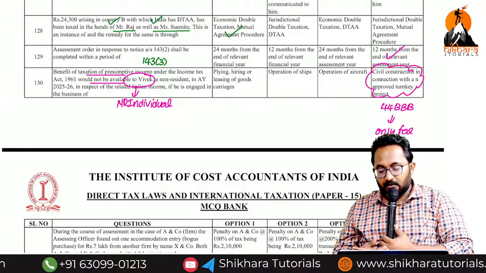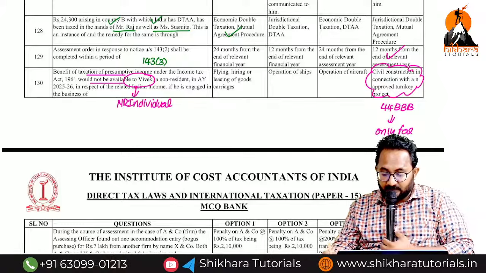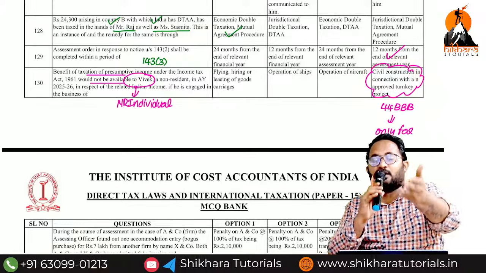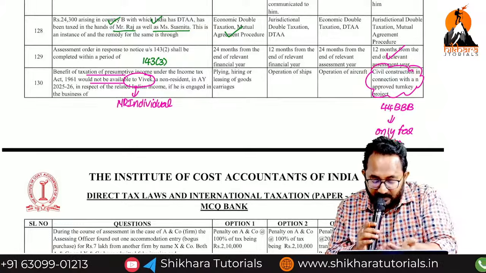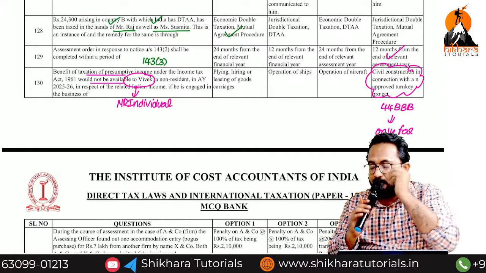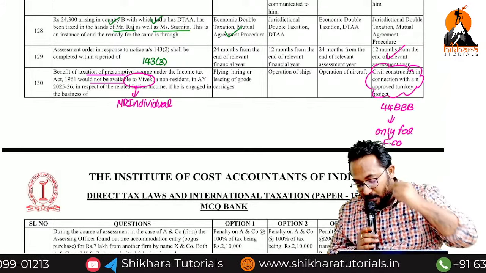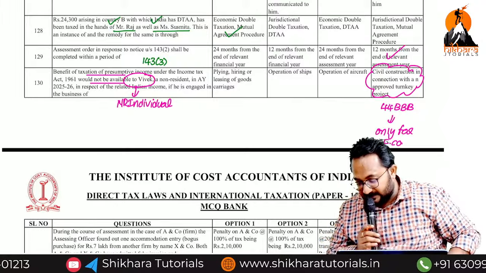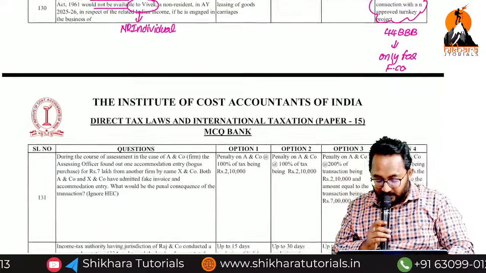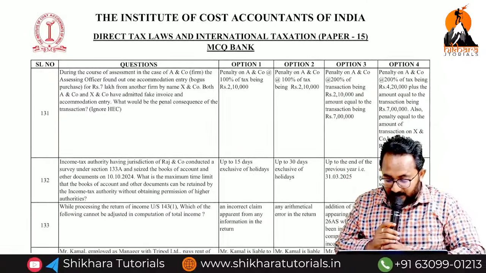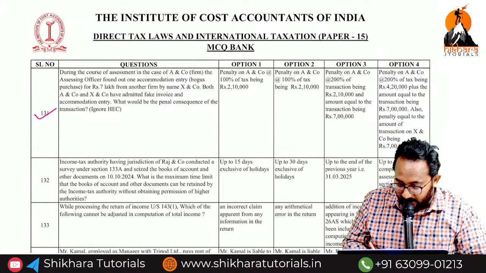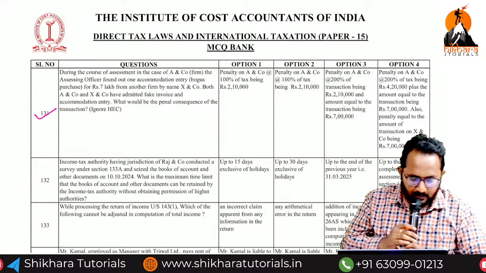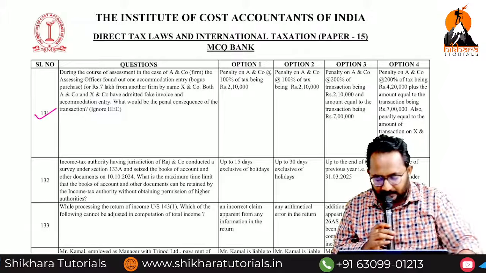For whom is this provision applicable? Only if you are a foreign company. So in our Vivek case, which presumptive taxation provision can he not take? 44BBB, that is civil construction in connection with a turnkey project. We already discussed this MCQ, but now we can discuss it in detail.